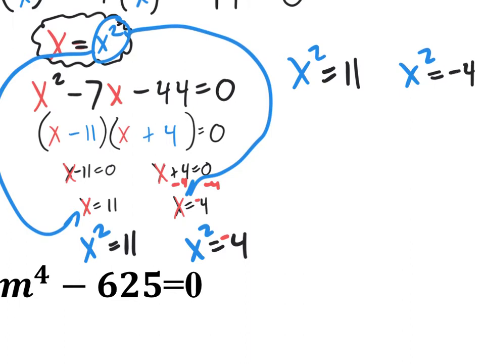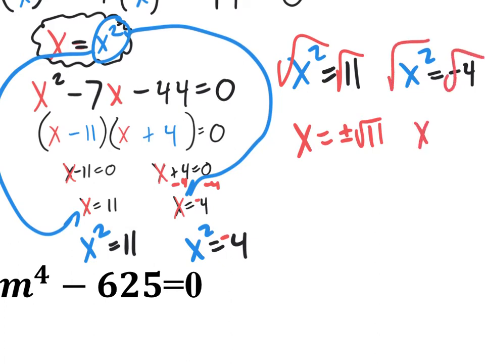And let's solve both of them. How do you solve a quadratic? How do you get rid of a square? By square rooting. And when you do to one side, you do to the other. The only difference is you put a plus or minus in front of your answer. So you really have the plus or minus square root of 11 because you can't really do the square root of 11. Then over here, you square root, you will have x equals plus or minus 2i.